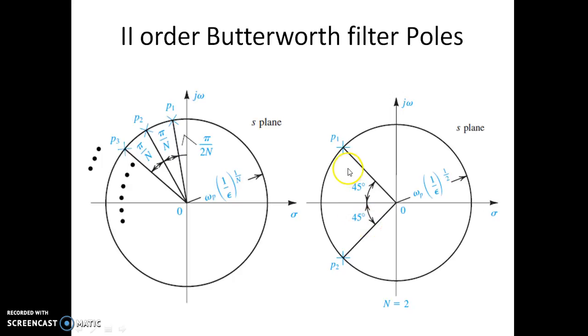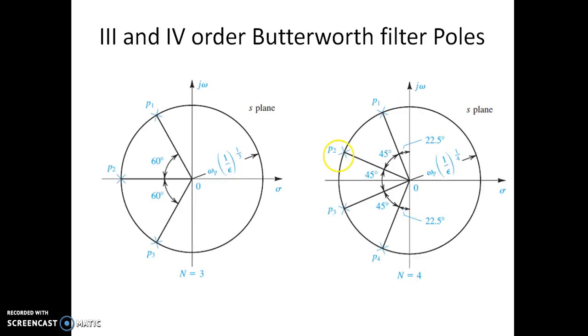The adjacent poles are away by pi by n. So since n is equal to 2, the two poles P1 and P2 are away by 90 degrees. You can see this is 45 plus 45. This is totally 90 degrees away from each other. These are located on the circumference of a circle whose radius is omega naught, which is given by omega p into 1 over epsilon to the power of half, because it is 1 over n where n is equal to 2.